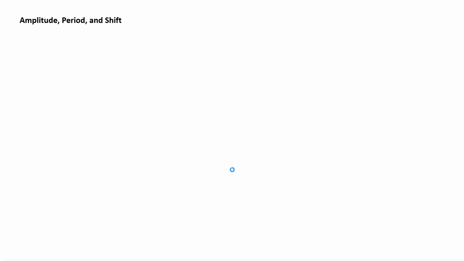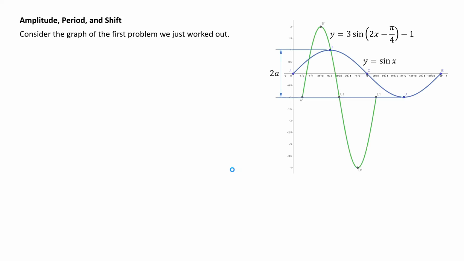For example, amplitude, period, and shift. These are some of the important components of a sine graph. In fact, of all the trig graphs. So let's look at that. So here is the idea.